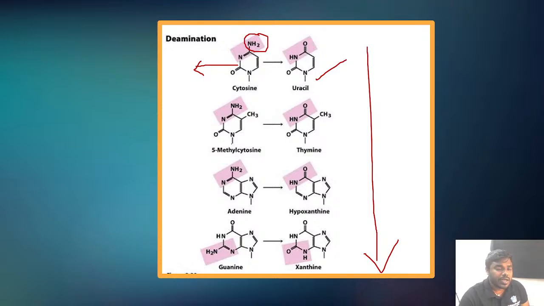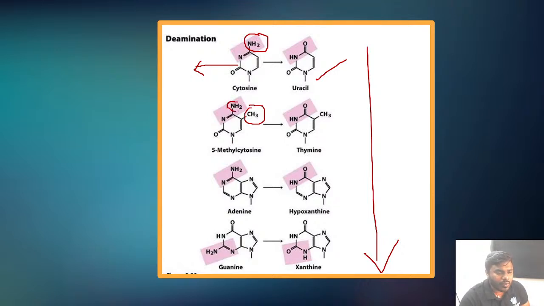Now friends, next one, 5-methyl cytosine. And friends, why am I using the word 5-methyl cytosine? Because at the 5th position, it is added with a methyl group. At the fifth position it is added with a methyl group. That's why we call it 5-methyl cytosine.